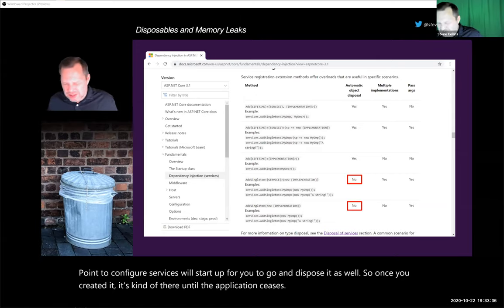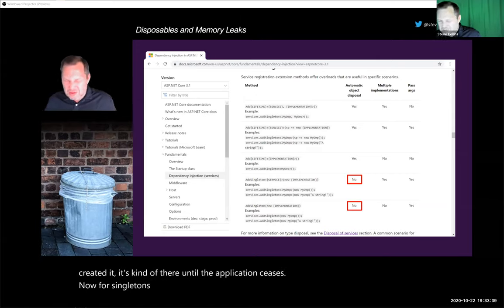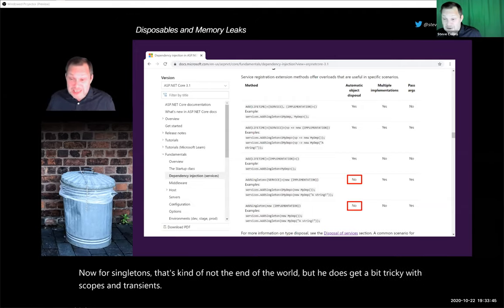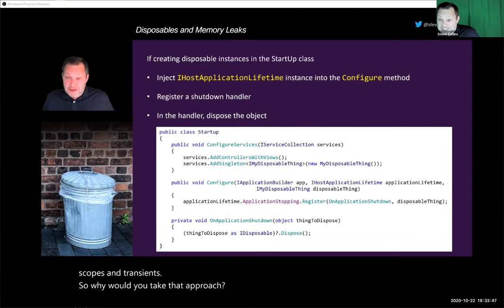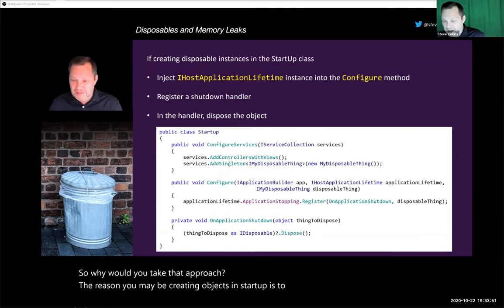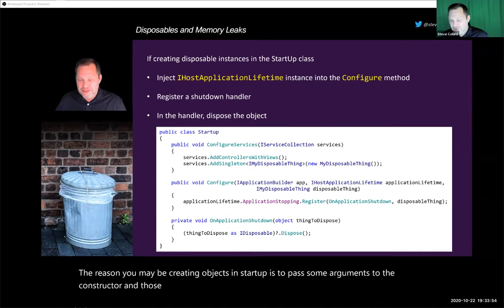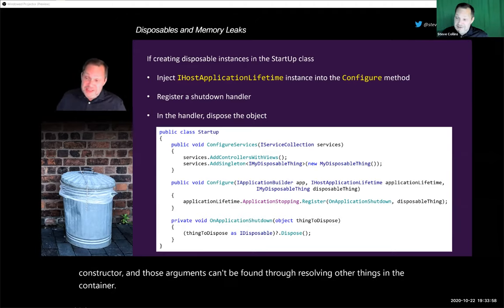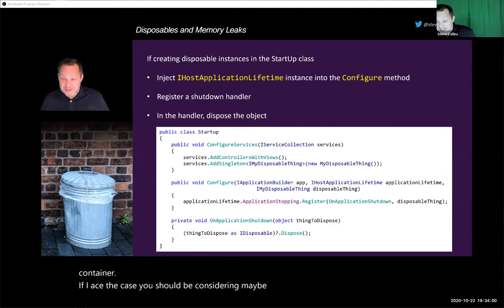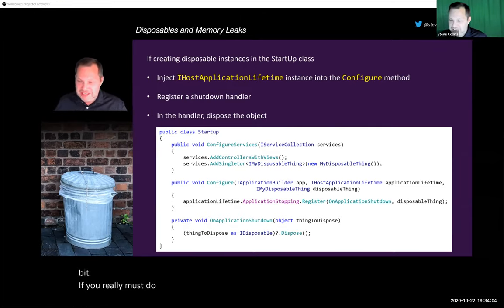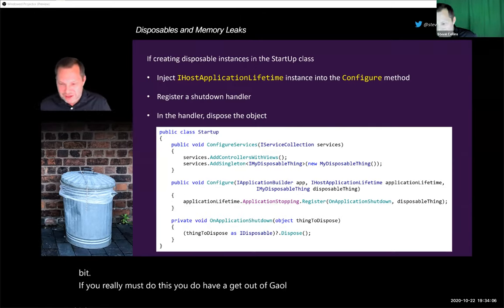Now, for singletons, that's kind of not the end of the world, but it does get a bit tricky with scopes and transients. So why would you take that approach? The reason you may be creating objects in startup is to pass some arguments to the constructor, and those arguments can't be found through resolving other things in the container. If that is the case, you should be considering maybe writing a factory, and I'll come on to that in a bit. But if you really must do this, you do have a get out of jail card that I only found out a little while ago.